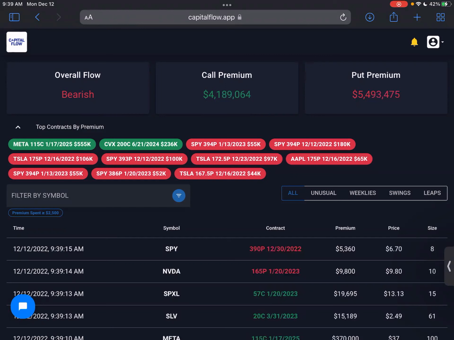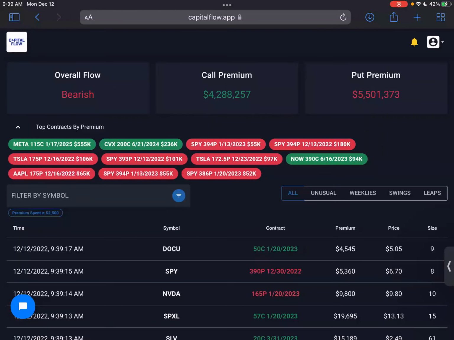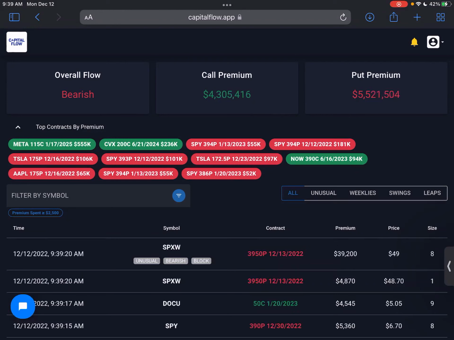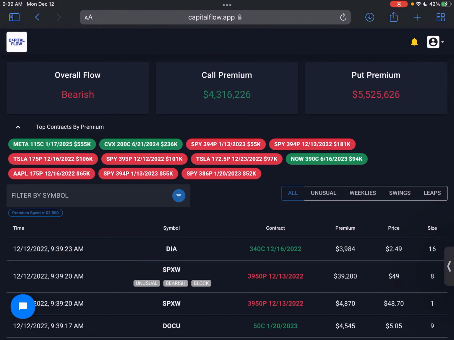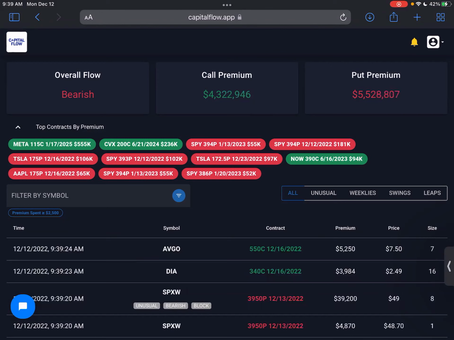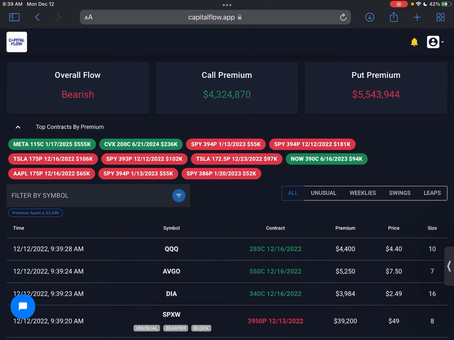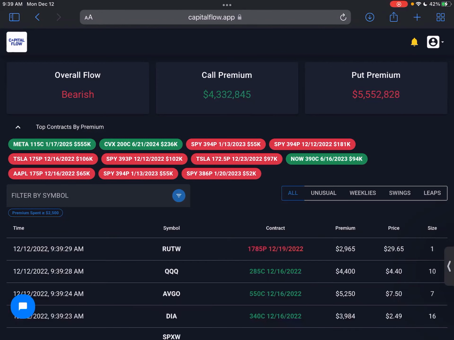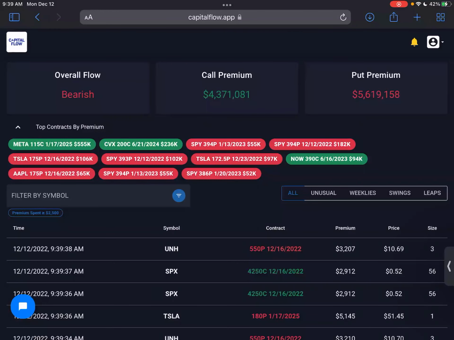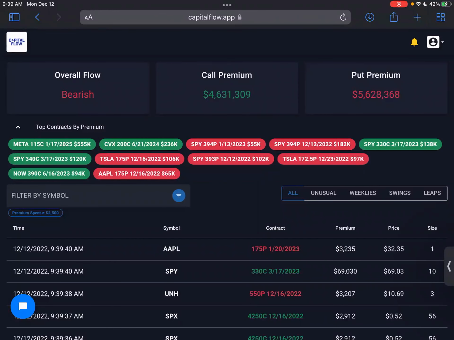So typically, me as a day trader, I'm going to be looking for contracts that have short-term expirations, right? Like you see that first one right there is Meta 2025 calls. I'm not really paying attention to that. It's too much time for me, or like those CVX 2024 calls. I want to see things like those SPY puts that expire today, like those Tesla puts or Apple puts that expire later this week, right? Those are things that I'm looking for as a day trader.